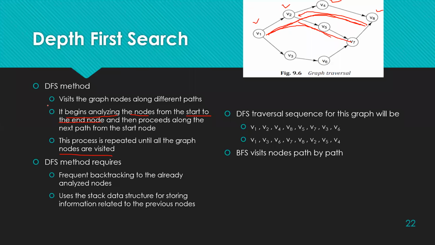In the previous breadth first search, you considered V1. Who are the neighbors? V2 and V3.